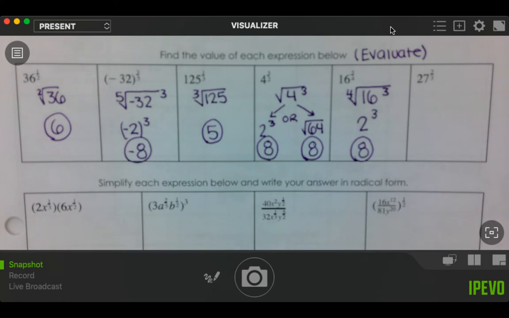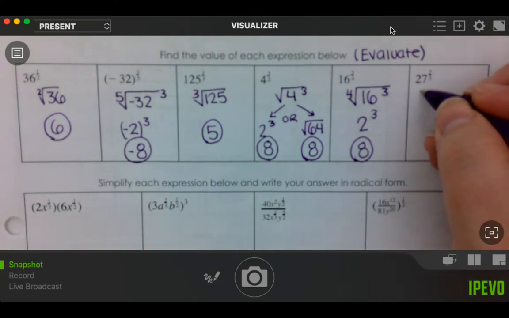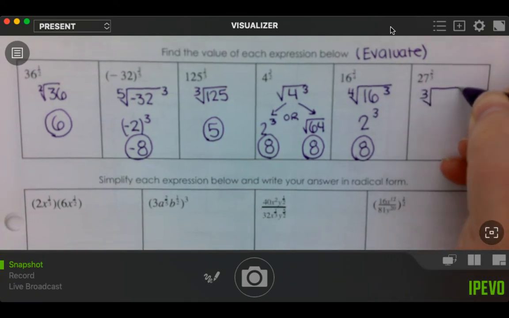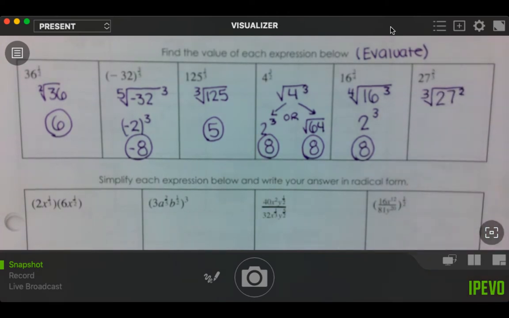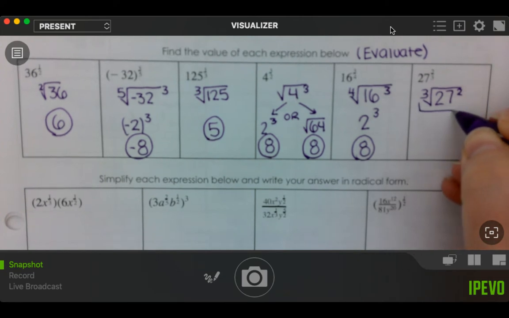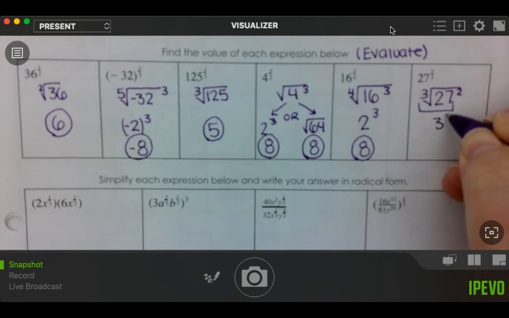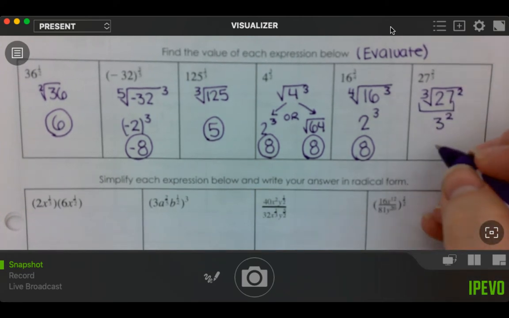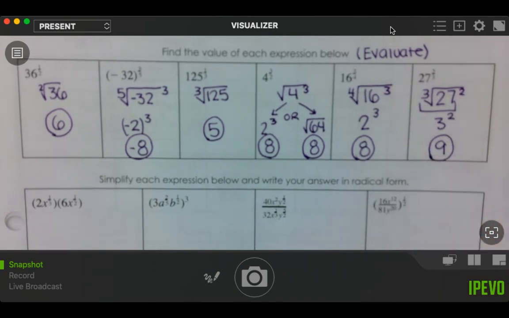And then we have 27 to the power of 2/3. So we're going to do the cube root of 27 squared. Now, I do not want to square 27 on its own. That's one of the reasons why I said it's usually easier just to wait to do that part last. Because if I do the cube root of 27 first, this is just 3. And we all know that 3 squared is 9. Or at least you should know that one by now.